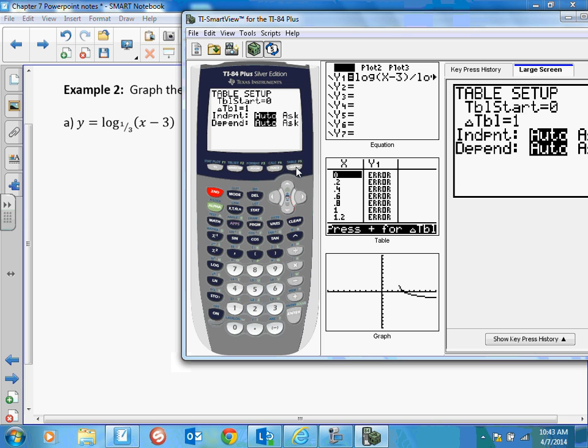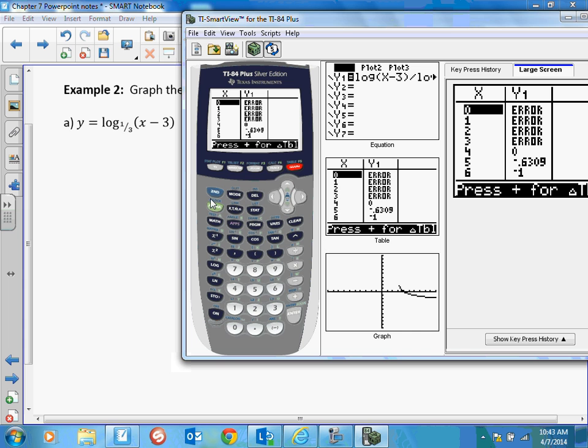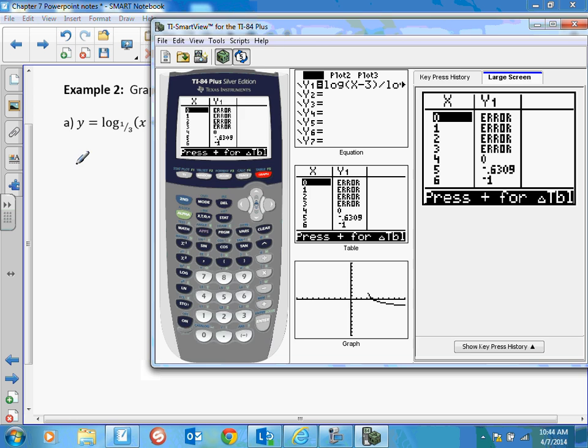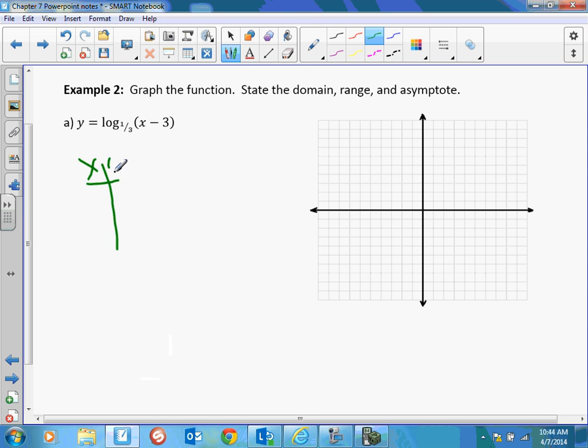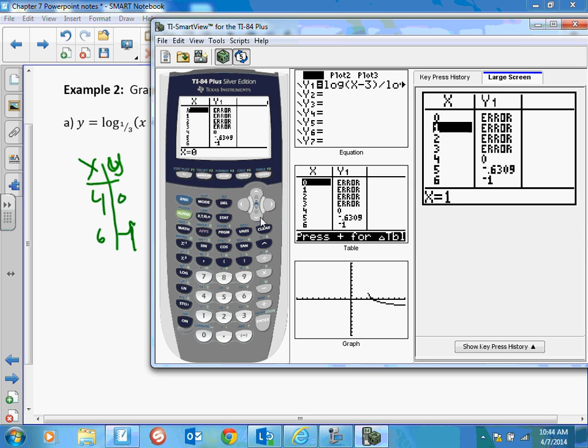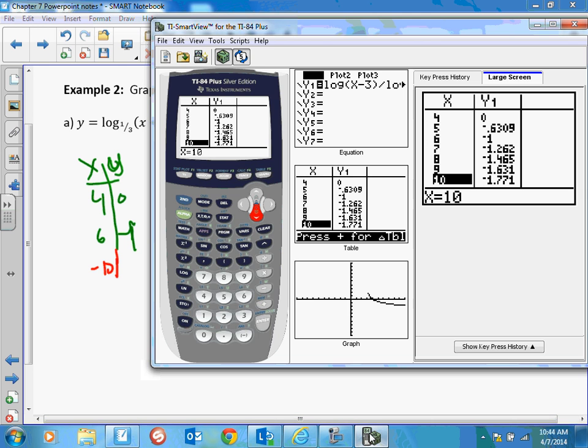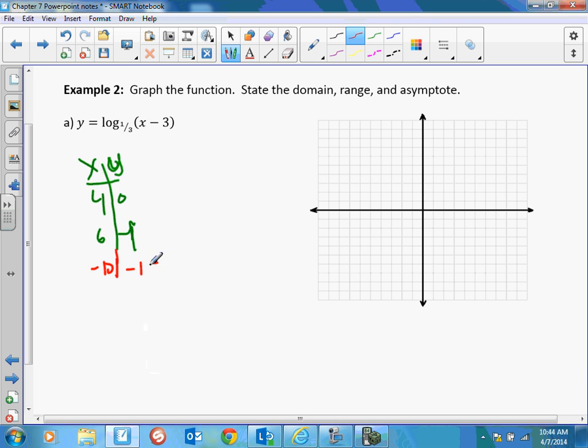Okay, so we got 4, 0, 6, negative 1. So I'm going to graph some of these. Let's see here. 4, 0, 6, negative 1. What else we got? Any other good ones? I'm just going to graph negative 10. What was that? Negative 10 and negative 1.77. Okay, so we graph those.